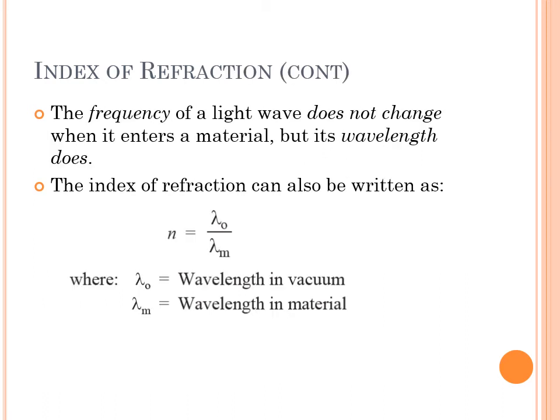The frequency of a light wave does not change when it enters a material, but its wavelength does. So the index of refraction can also be written as n is equal to lambda O over lambda M, or the wavelength in a vacuum over the wavelength in the material.